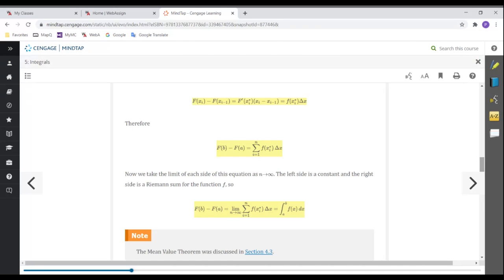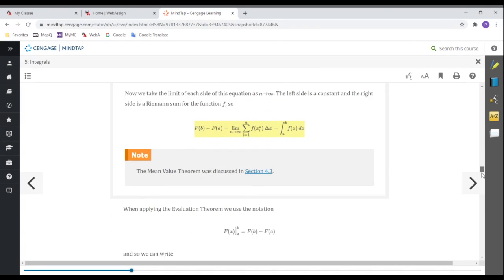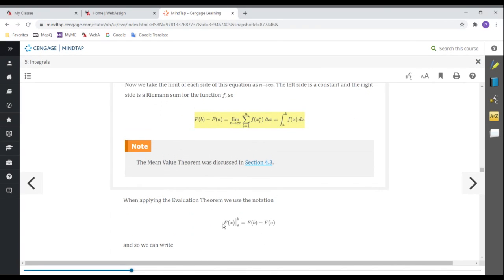Okay. And incidentally, when you apply the evaluation theorem, you use this notation. You'll see it in a few examples we're going to do. You'll see this notation a lot.